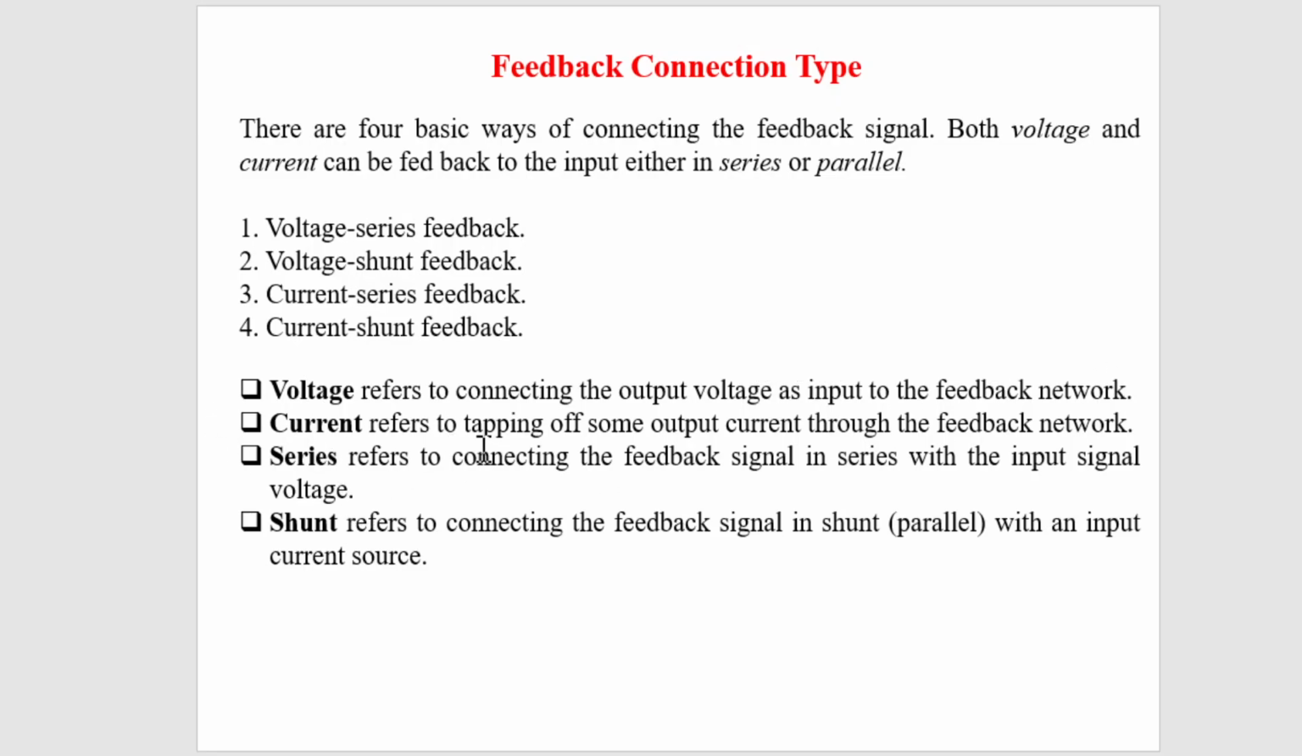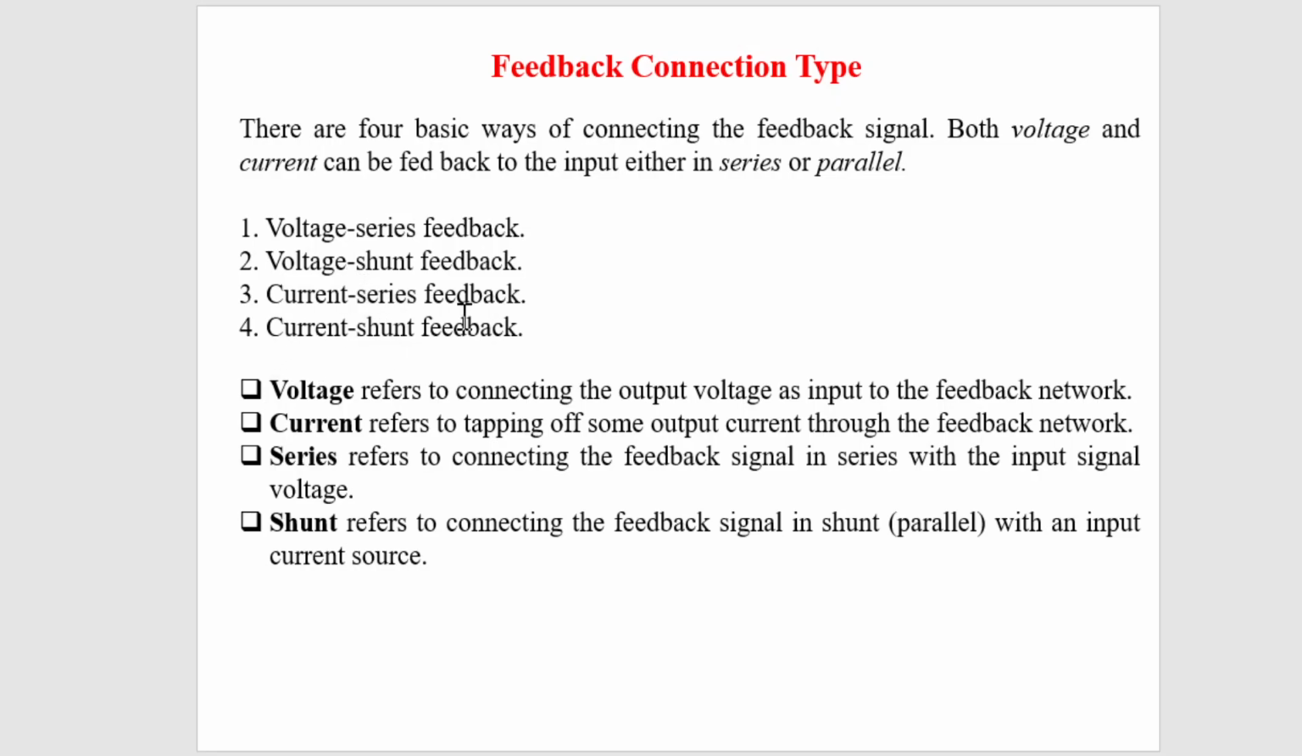And current refers to sampling some of the output current into the network. So voltage means the output will be a voltage, current means the output will be a current. The first name in the connection type always refers to the type of output signal, whether it is voltage or current. If the output signal is voltage, that is voltage series. If the output signal is voltage, that is voltage shunt. If the output is current, that is current series. If the output is current, current shunt.